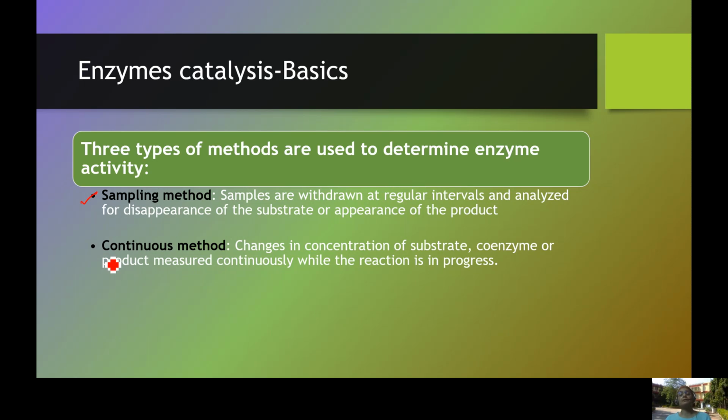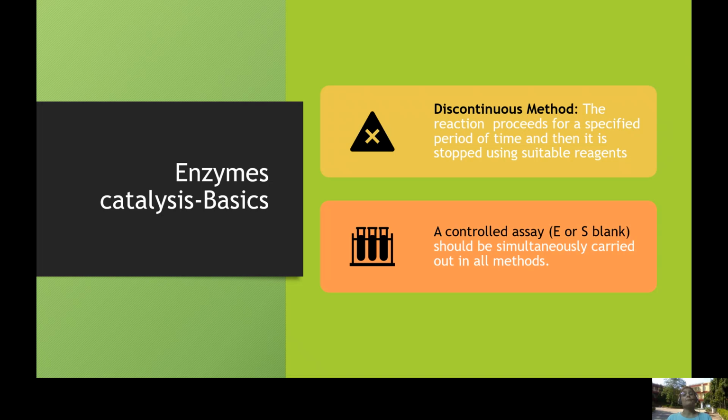The second way is the continuous method. In the continuous method, the vessel where the reaction is taking place is connected to a hyphenated technique. Continuously the change in the substrate concentration or the change in product concentration is monitored to study the progress of the reaction. But what we normally do in the undergraduate lab is the discontinuous method. What is the discontinuous method?